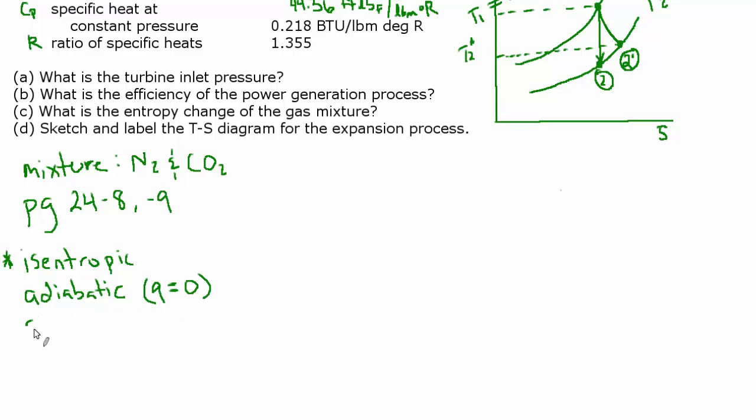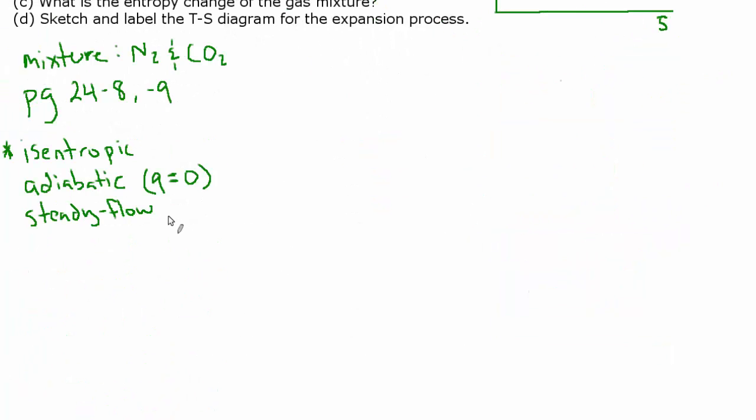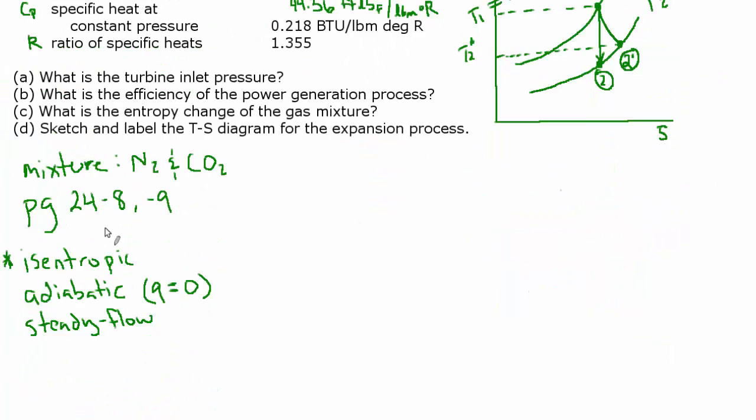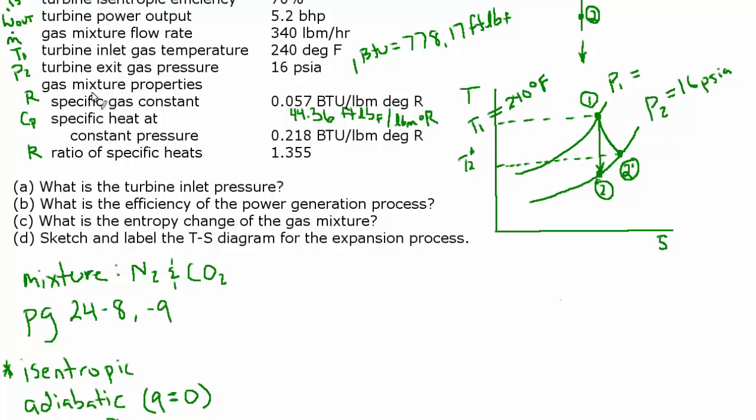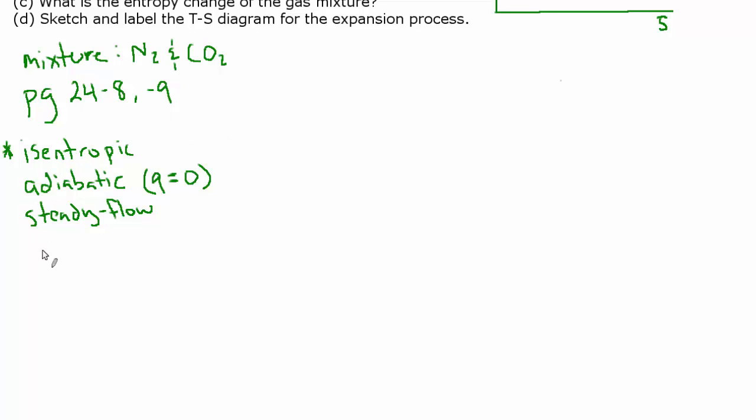Steady flow, we can definitely make that assumption because we know that there's some flow rate, m dot, gas mixture flow rate, which isn't changing. And we can also make the assumption that there are these gas mixture properties and that these properties are constant. That is to say that it's an ideal gas.